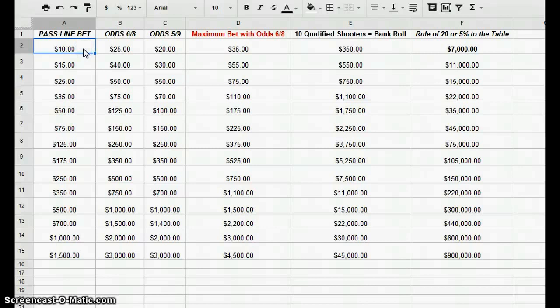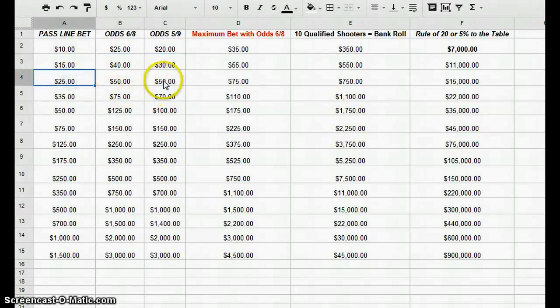Because of my bankroll, I generally start at a $10 pass line bet, and then I take odds on the 6 or 8 of $25 and double odds on the 5 and 9. Anytime you see these kinds of charts in Grafstein's book or even this Excel spreadsheet, these are the odds you take on the 6 and 8. So at a $15 level, instead of taking double odds or even $50 odds, Grafstein has you take $40 odds, and then again, double odds on the 5 and 9.